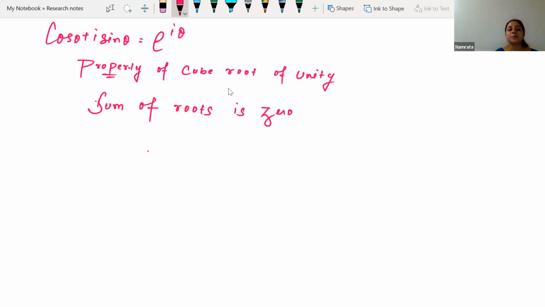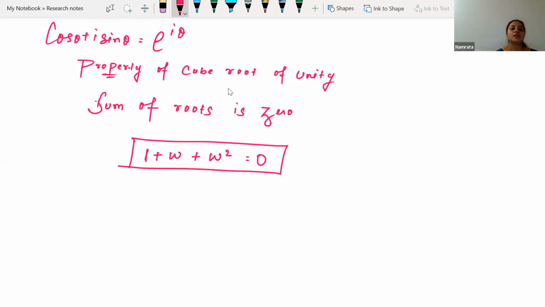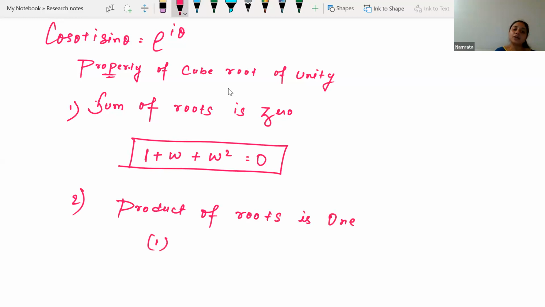We have represented one of the roots as 1, another as omega, another as omega square, and the sum of those is 0. This is one of the rules. Now one more is there, that the product of the roots is 1. So when we have 1 into omega into omega square, the product, that is omega cube, will be 1.